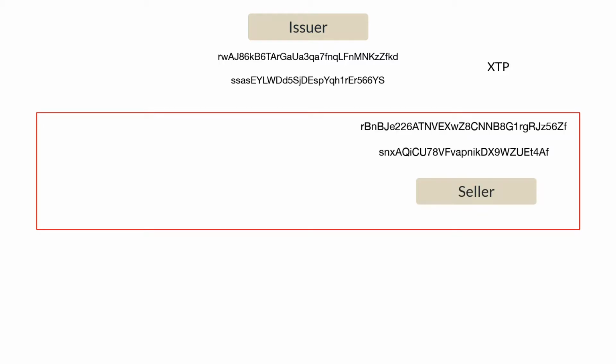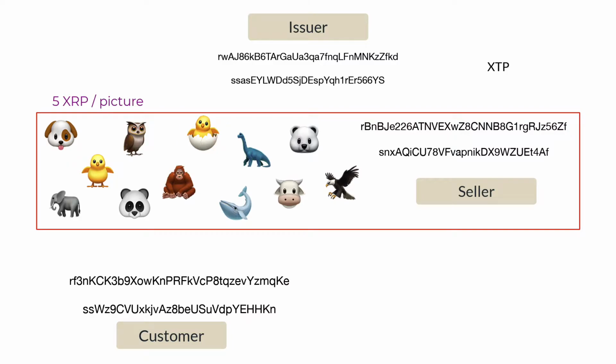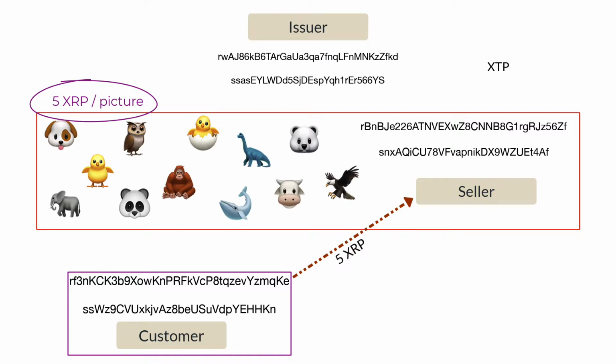So this is a seller who has cute animal pictures to sell. For each animal picture, he charges 5 XRP. There are thousands of customers going through all the digital products, and one of the customers likes this cute animal picture. He sees that it costs 5 XRP. So this customer sends 5 XRP to this seller, and this cute animal picture is automatically sent to this customer's address. So that's how it works.